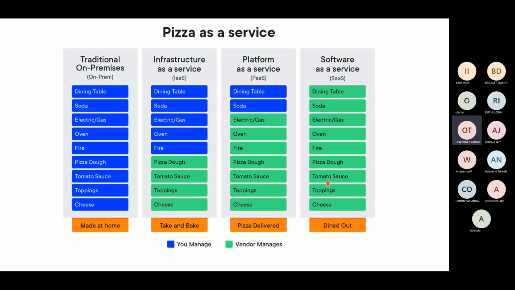Then software as a service is when you do not do anything. So I tell my friend, oh, let's go and eat out. Let's go and dine out. We're too lazy. We don't want to do any of these. So we just want to go to Domino.